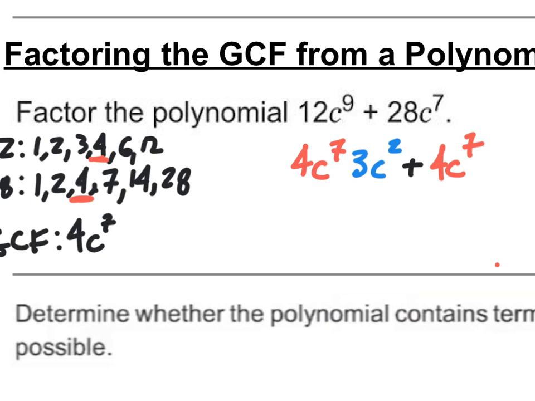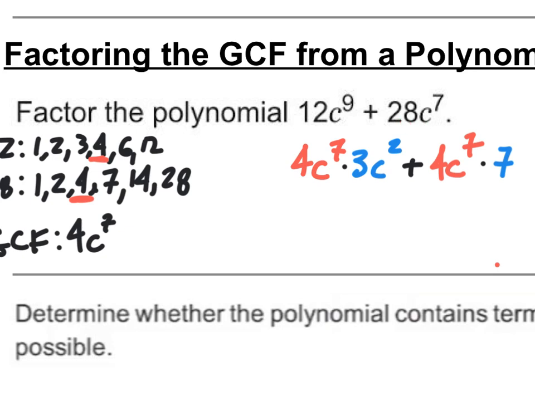And let me do this. Let me put times in here, times 7. Okay? And the reason why is because if I take 4c to the 7th times 7, I'm getting 4 times 7, which is 28. So every time that you go from this step to the next step, you should be able to go back and multiply and go back to where you started, okay?